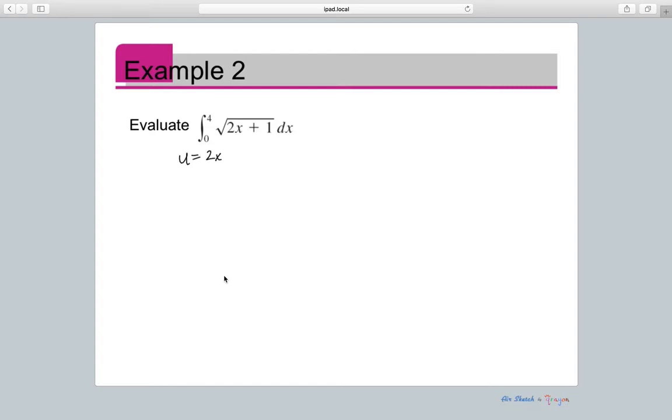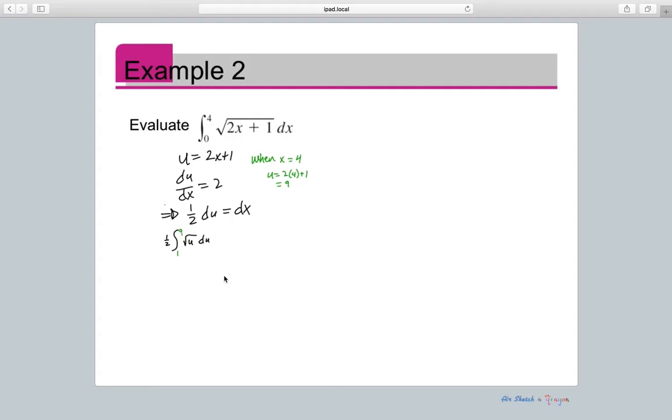Oh boy, u equals 2x plus 1. du/dx is 2, so from that we got 1/2 du equals dx, and my integral became the integral of root u du, with 1/2 out front. We just found out that my new lower limit is going to be 1. For the upper limit, when x is 4, u is 2 times 4 plus 1, which is 9. So my upper limit is 9.